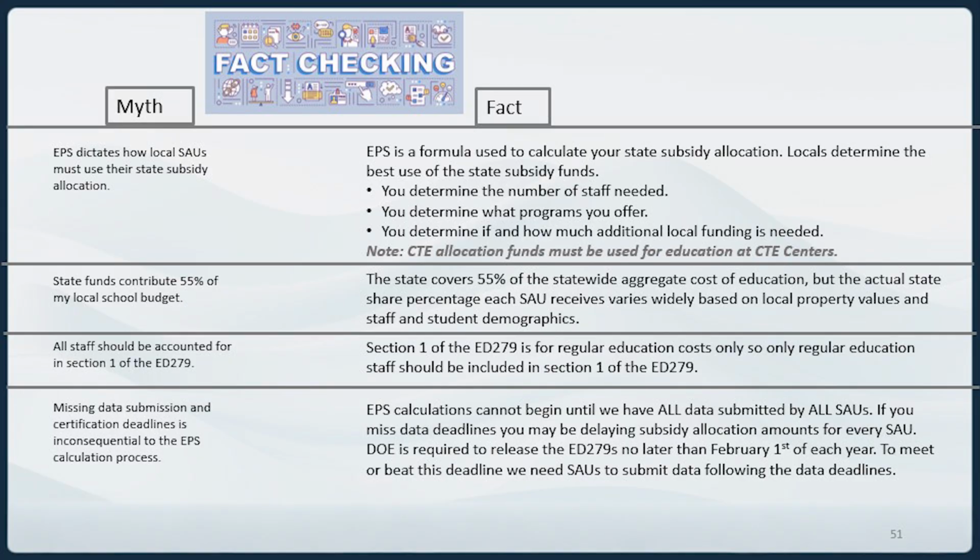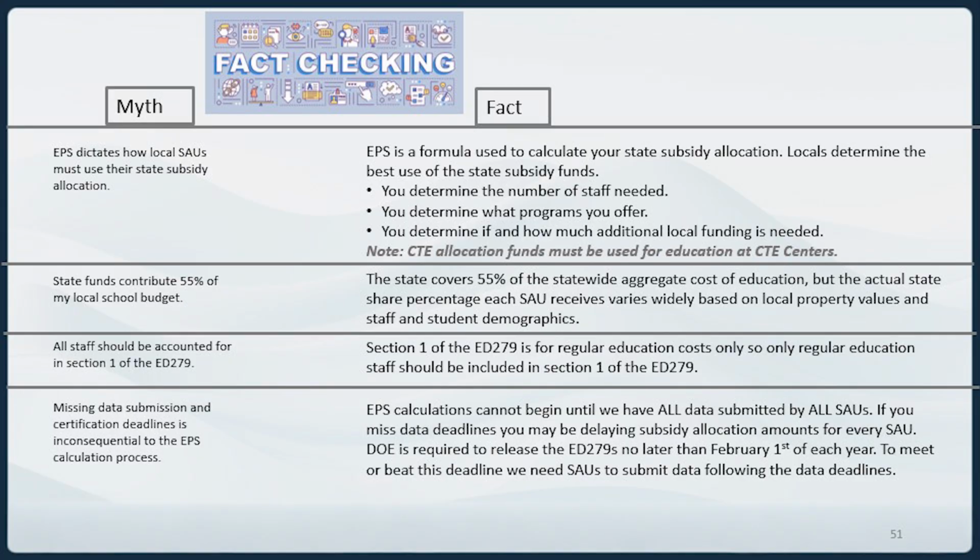The next is that the state funds contribute 55% of my local school budget. State funds cover 55% of the statewide aggregate cost of education based on the legislation for this. The actual state share each one of you receives is based on this whole formula and varies widely based on those property evaluations. All staff should be accounted for in Section 1.